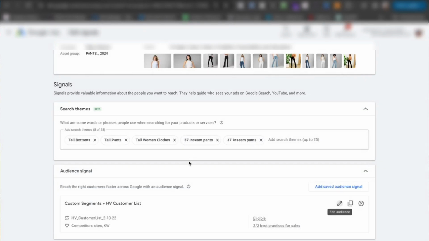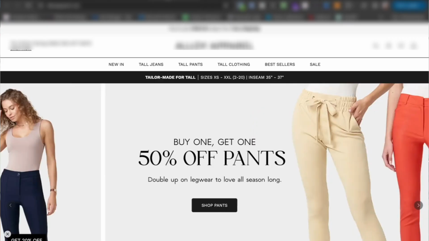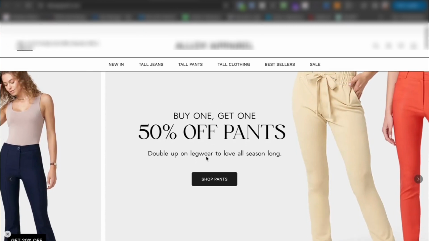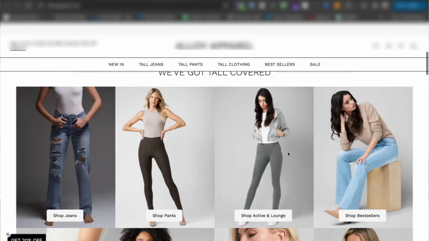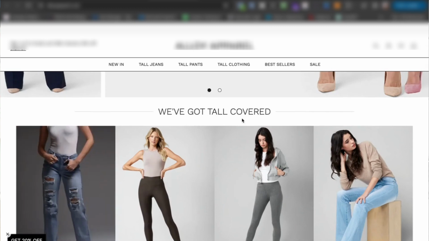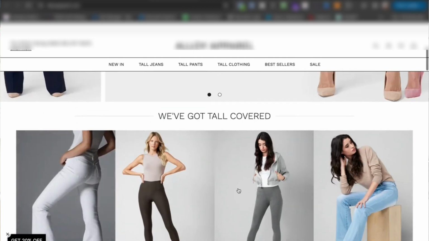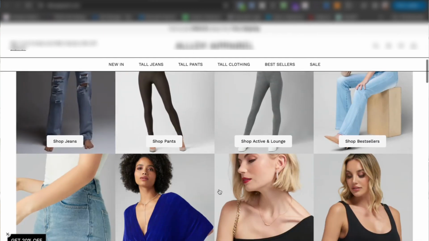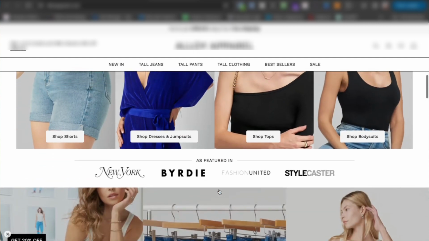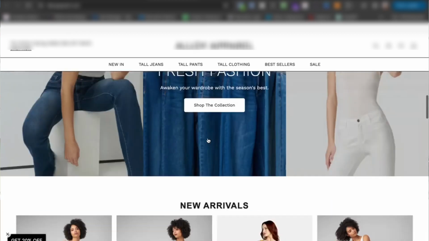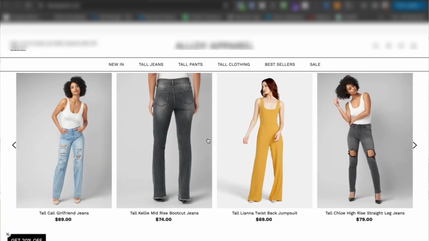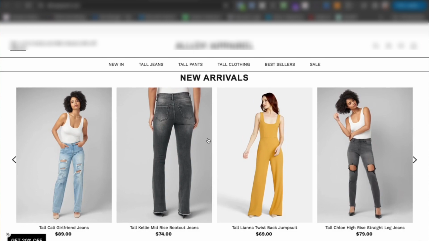So the last thing that I want to do here is look at this brand, right? As the copy mentioned, this brand is focused on apparel for tall women. So we've got tall covered. If you're a tall woman, this brand is for you, because the pants are designed for tall women. The other thing that makes this website really successful is that they have press, and they have a whole lot of different collections. And that's another reason why this brand is really successful.